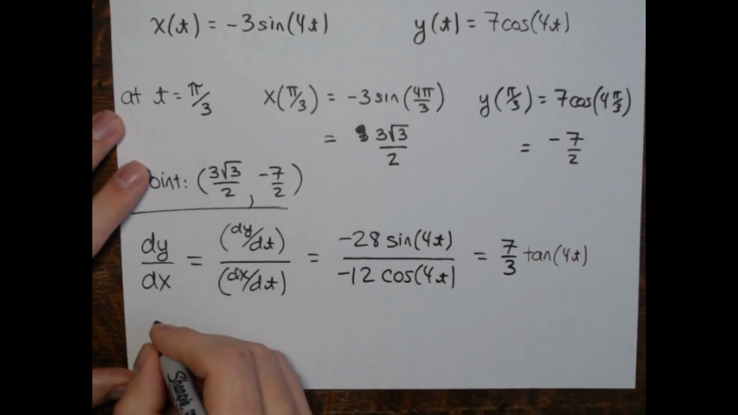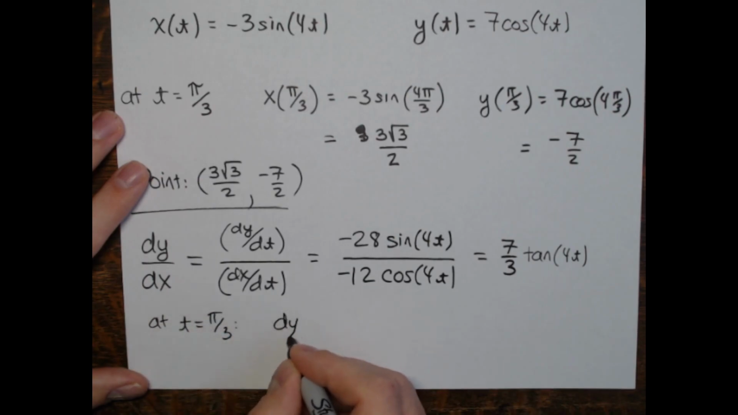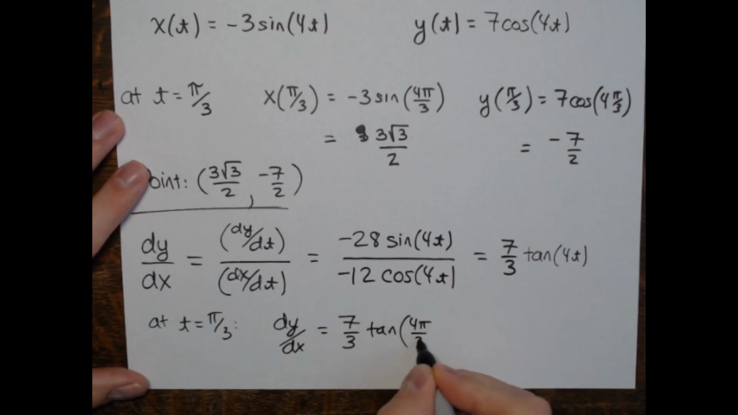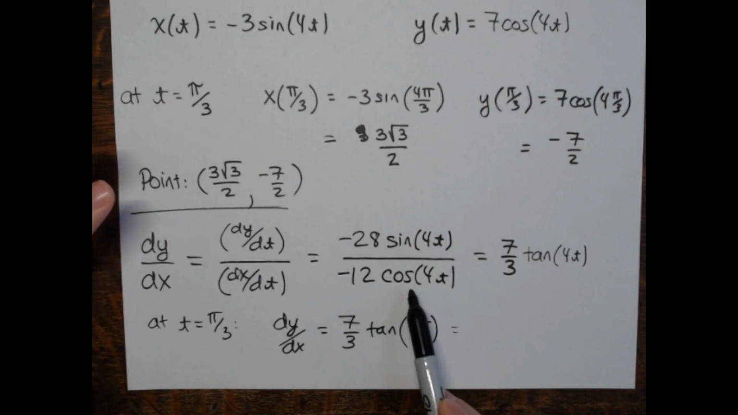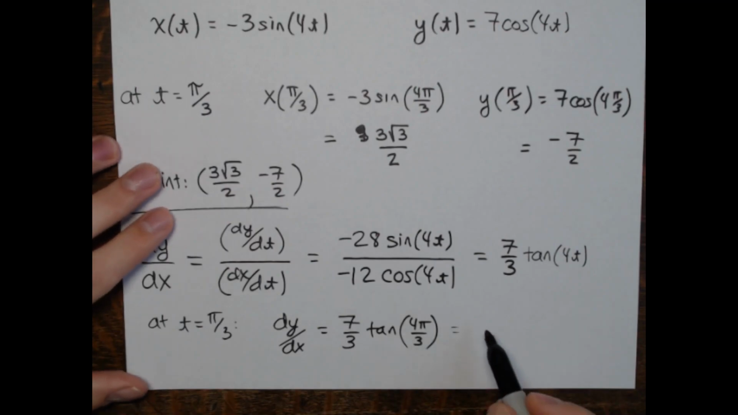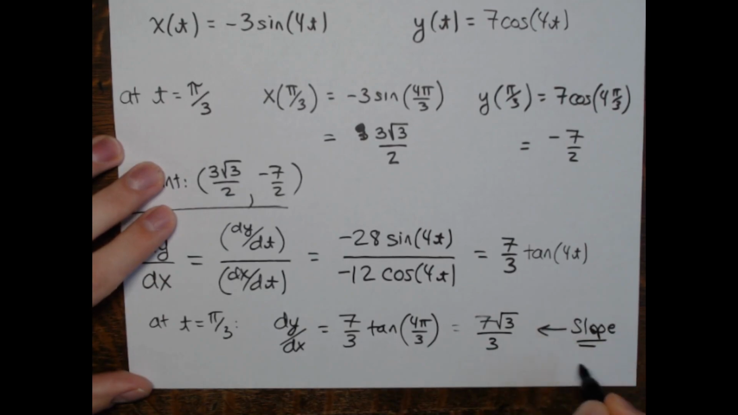Now at this point, t equals pi over 3, dy dx here would be 7/3 times the tangent of 4 pi over 3. We know that the sine of 4 pi over 3 is negative root 3 over 2, and the cosine of 4 pi over 3 is negative half. So this would be positive square root of 3. So this would be 7 times the square root of 3 over 3. That's the slope. So I have a point, and I have a slope now.